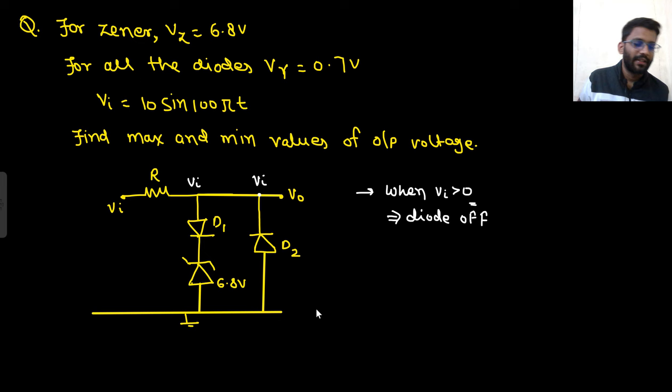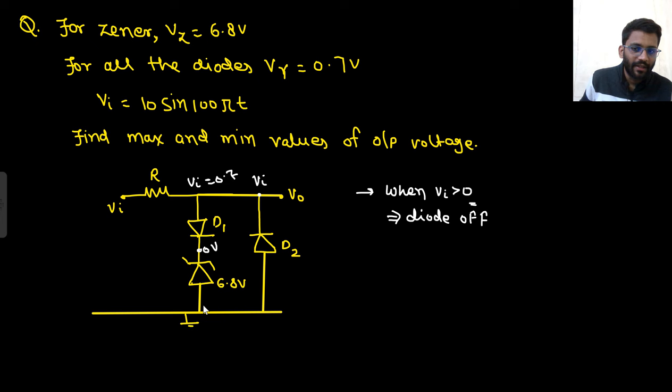If V in is greater than 0, what do you think? D1 will turn on very quickly? No. At least you know that it will require at least 0.7 volt. But let's try at 0.7 volt. If V in is 0.7 volt, and let's assume D1 is on, what will happen? It will be replaced with a battery of 0.7 volt. So what will come here? 0 volt will come here.